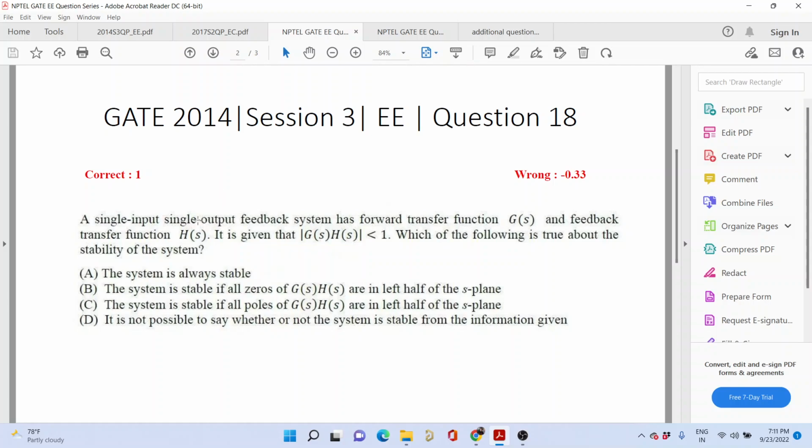Okay, so the next sum is: there is a system whose transfer function is indicated as G(s), and there is a feedback transfer function, maybe a sensor with transfer function H(s) with which you are measuring the output. It is told that the mod of G(s) into H(s) is always less than 1. Which of the following statements would be true for the system? Is the system always stable, or is it stable only if the zeros of G(s)H(s) lie in the left half of the S plane, or only if the poles of G(s)H(s) lie in the left half of the S plane, or is it not possible for us to say from this information? Which of these four options would be correct? I would give you 3 minutes again to solve the question, and then I would ask the reason for your answer.